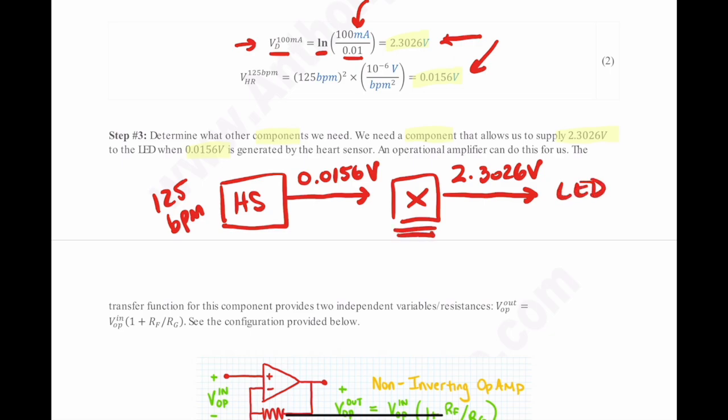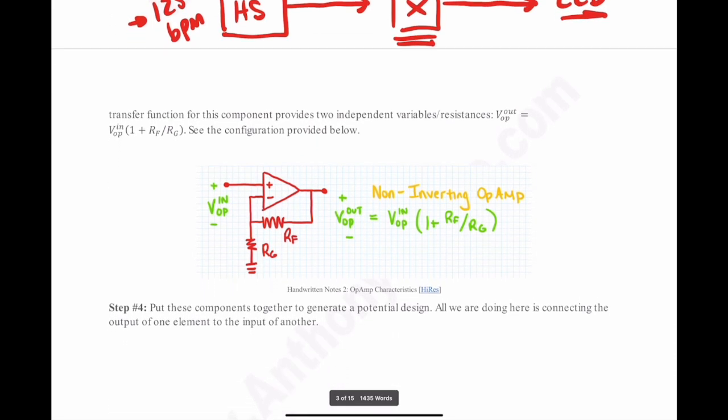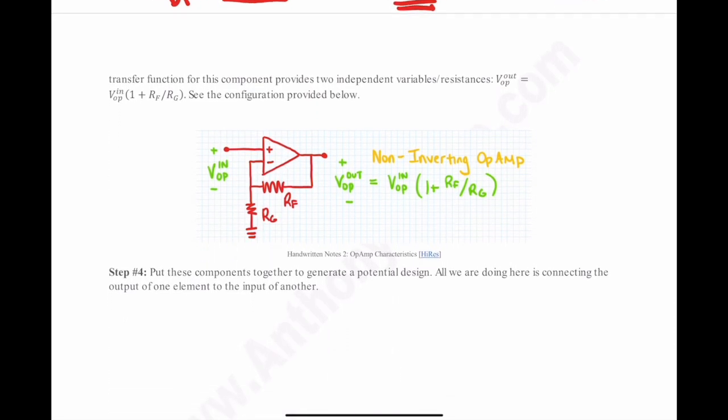If we can make this component right here work, then 125 beats per minute will correspond to turning on the LED. So the component that can do that for us is an operational amplifier. And again, like I said, we're not really focusing on circuit theory here, so I'm going to go ahead and give you the component that we can use.